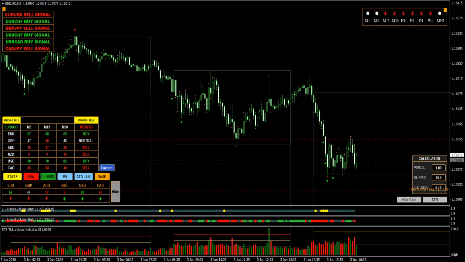Stop loss was set at 25 pips above entry, lot size calculated at 0.110, and the position was opened. Everything at the point of entry was aligned. That is important to understand before we move forward.